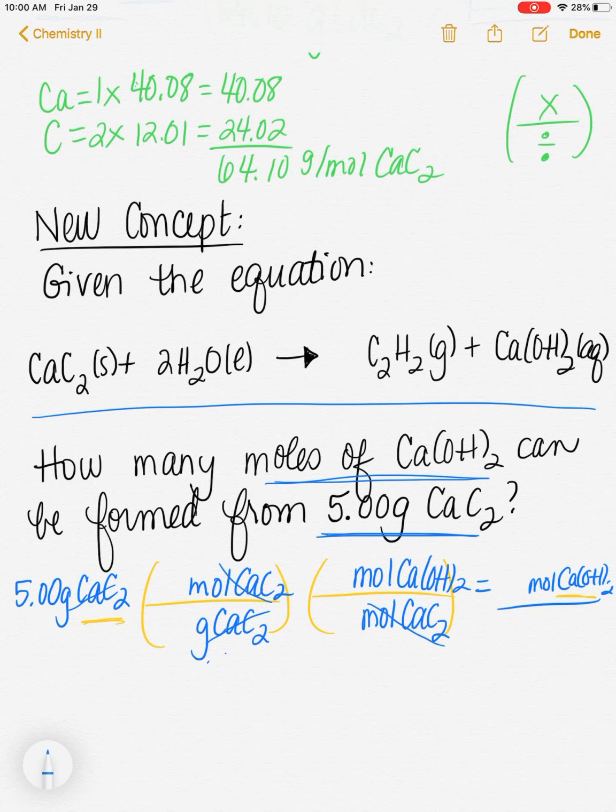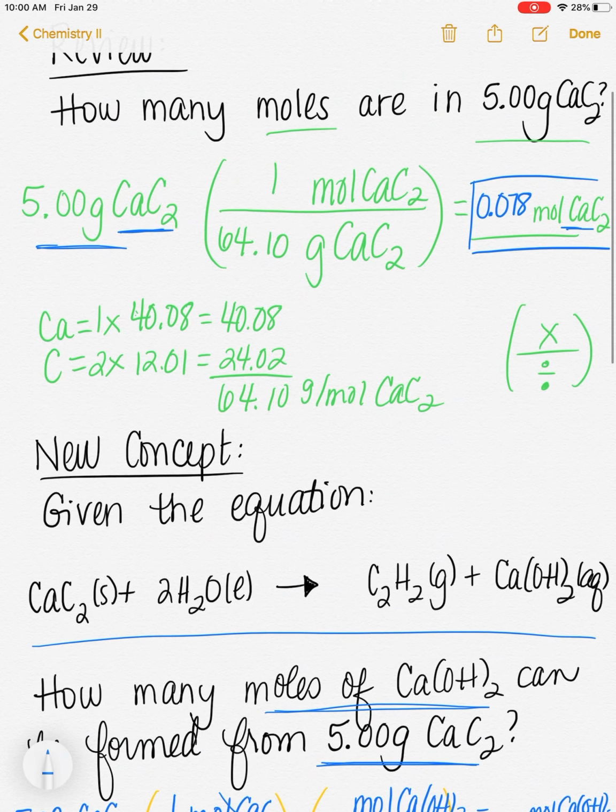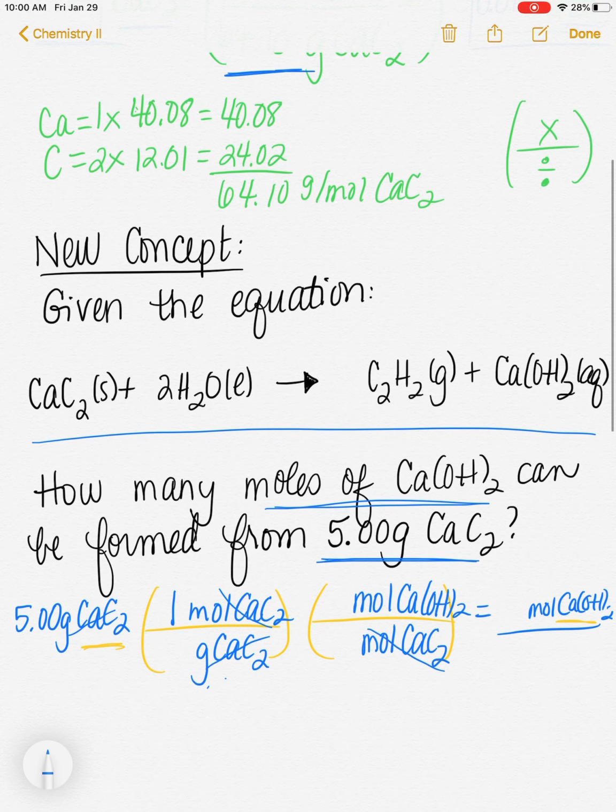So anytime I go from grams to moles, I can put a 1 with the mole side. I have to figure out how many grams there are in a mole of that, but remember, I already did that in my opening problem. There were 64.10 grams in that substance. Now, moles to moles, remember you are not allowed to just put 1 to 1. You must consult the balanced chemical equation.